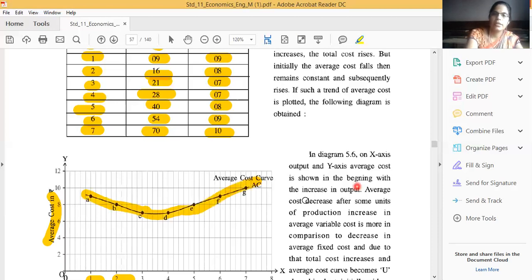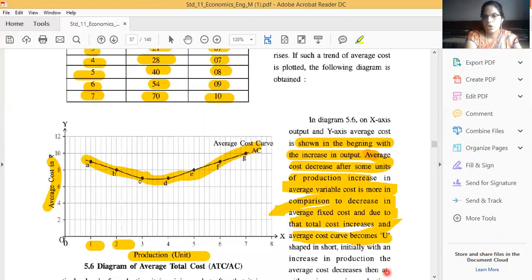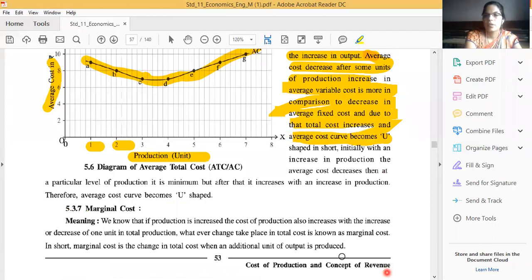Okay, on the x-axis output and on the y-axis average cost. In the beginning, with the increase in output, average cost decreases. After some units of production, the increase in the average variable cost is more in comparison to the decrease in the average fixed cost, and due to that the average cost increases and the curve becomes U-shaped.